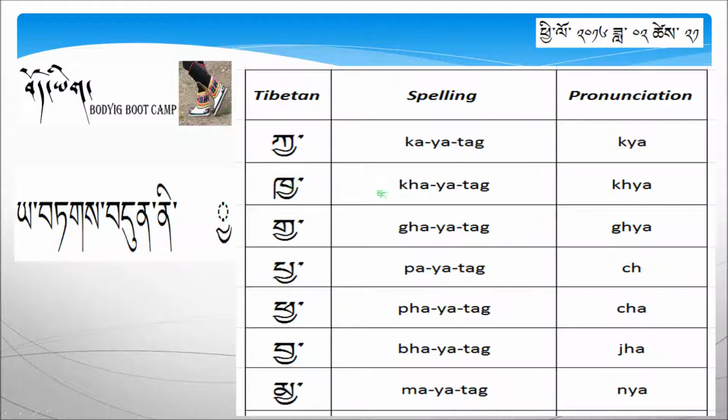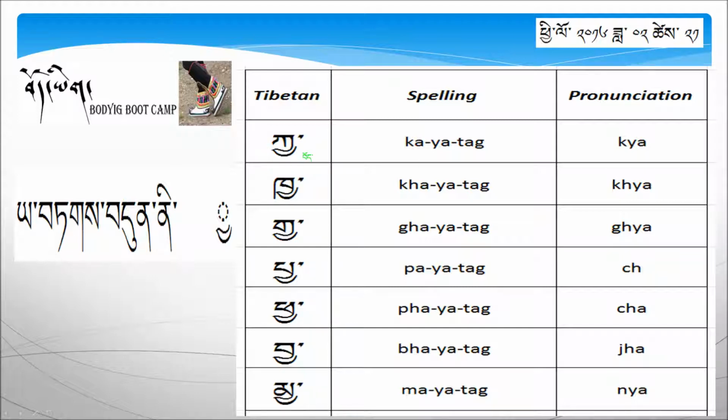The second letter is kha, so this is kha, ya, ta, khya. And then this is the third letter, ga, ya, ta, gya. Then pa, ya, ta, cha; pha, ya, ta, cha; ba, ya, ta, cha; and finally ma, ya, ta, nya. These you have to memorize.